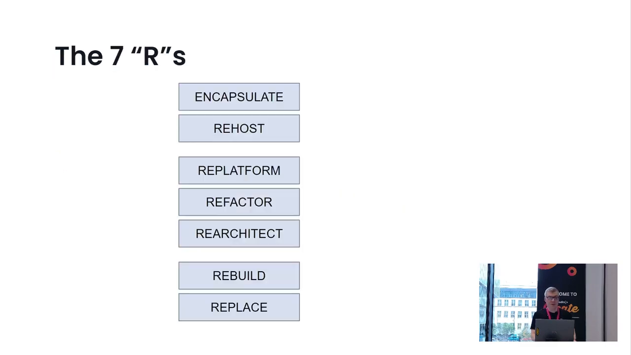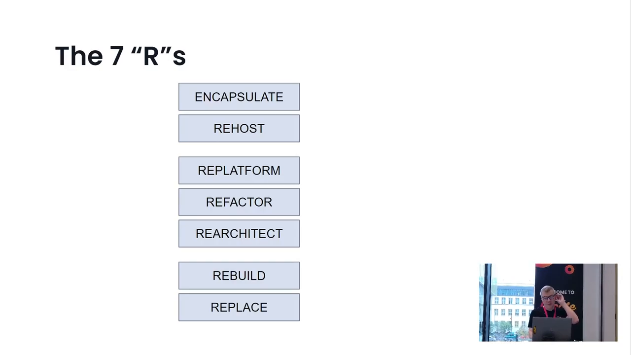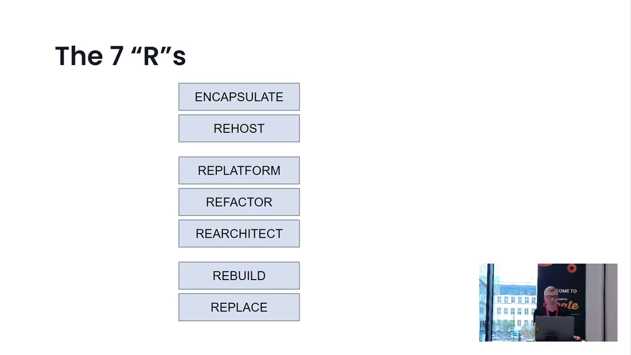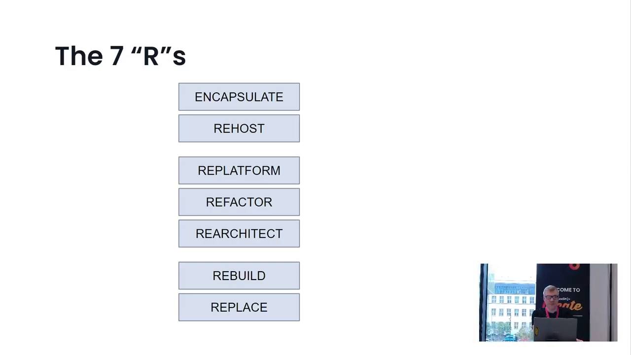And once again, I'm going back to Gartner. I'm sorry for doing that so much, but they just seem to make sense. And there's a lot of research also. So, the seven approaches. You'll notice one of these doesn't start with the letter R, but don't worry about that. They were supposed to; they started with 5 R's, and then they added 2, and one of them just didn't start with R. Okay, so we have encapsulate, rehost, replatform, refactor, re-architect, and then rebuild and replace.